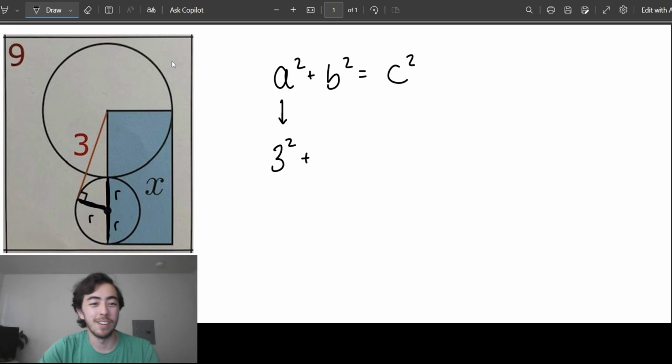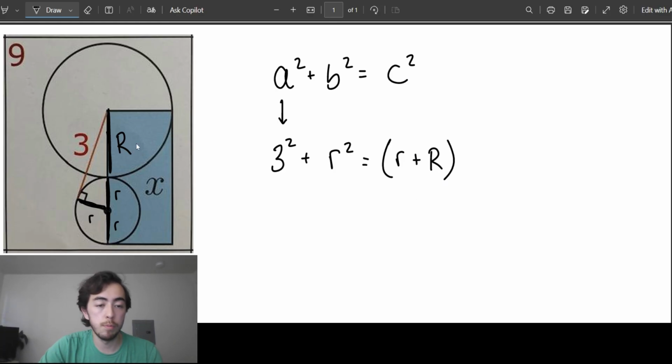So back to the Pythagorean theorem anyways, I have 3 squared plus r squared is equal to c squared, which is the hypotenuse. I guess the hypotenuse is formed by adding the little radius to, say, the big radius. So I'll use a capital R for the bigger circle. So little r plus big R is going to be the length of that hypotenuse. And so thinking back to the Pythagorean theorem, I should square it. There we go. So a squared plus b squared equals c squared.